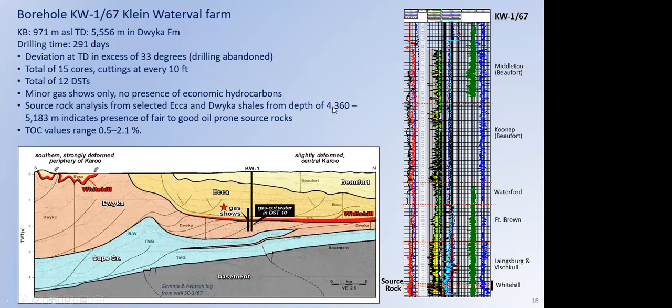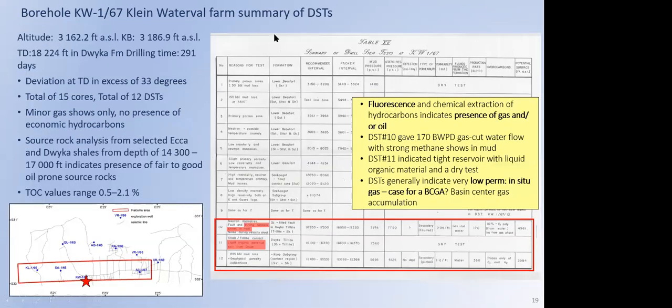So source rocks between 4,300 and 5,180 meters. And again, just the well summary notes and the DSTs, fluorescence recorded. There is presence of gas and oil noted, all low perm, specifically these lower DSTs. It was referred to as in situ gas, and they quoted it as a BCGA, and that's at times a buzzword as well, basin-centered gas accumulations. I believe that's something that PetroSA are still sitting with in the deepest part of the Bredasdorp Basin. Plenty of gas there, but okay, that's another story.